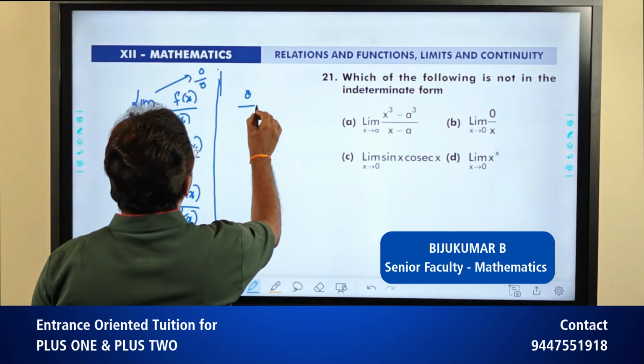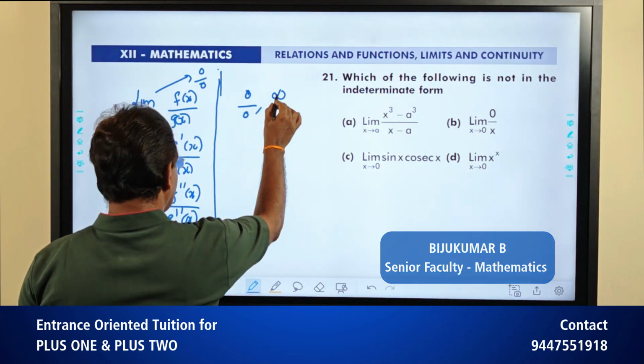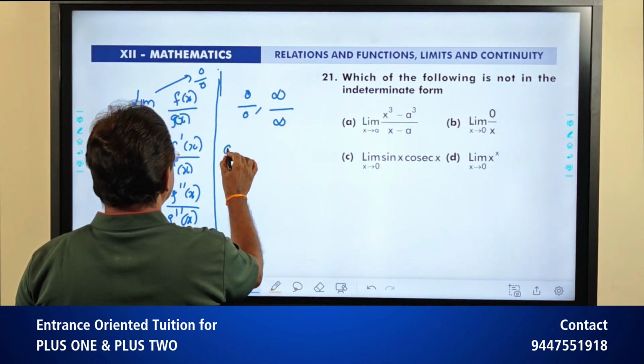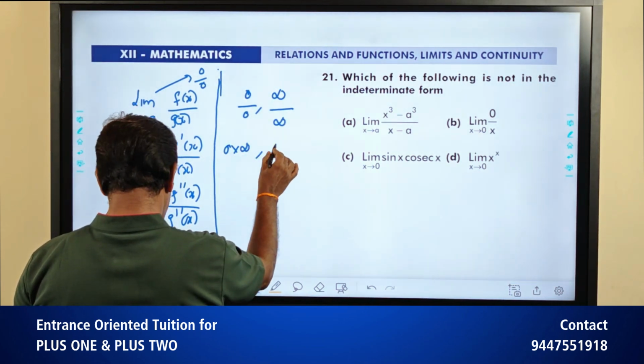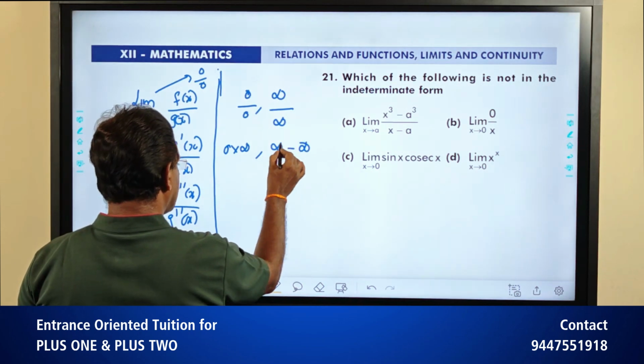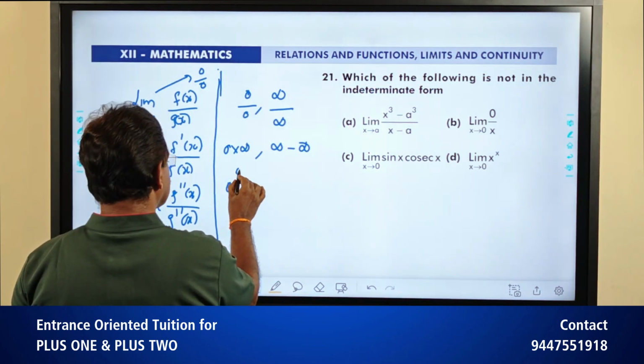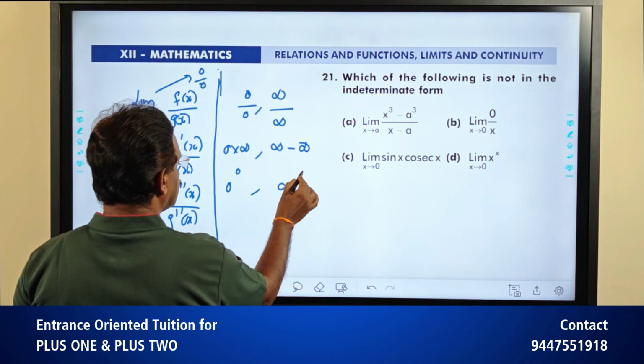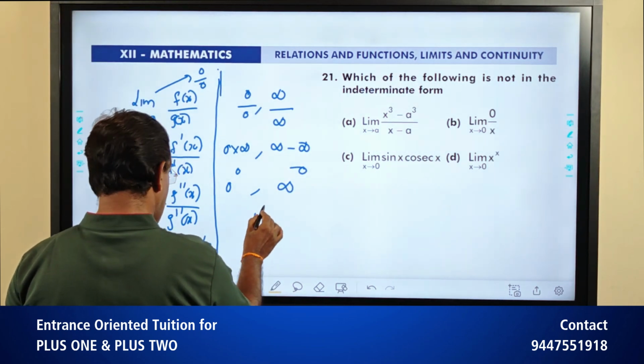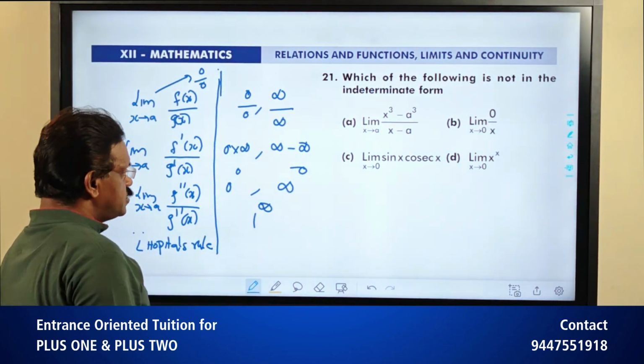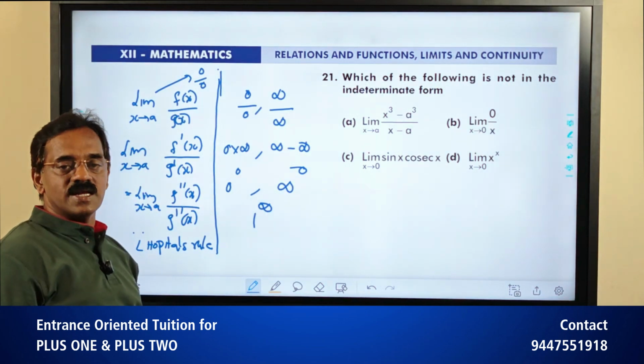The forms are 0/0 first one, infinity by infinity second one, 0 into infinity third one, infinity minus infinity fourth one, 0 raised to 0 fifth one, infinity raised to 0 sixth one, and last one 1 raised to infinity. These are the 7 indeterminate forms.